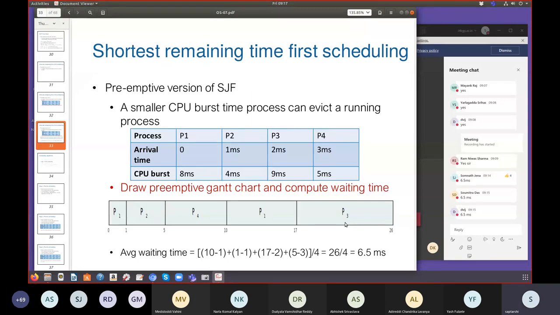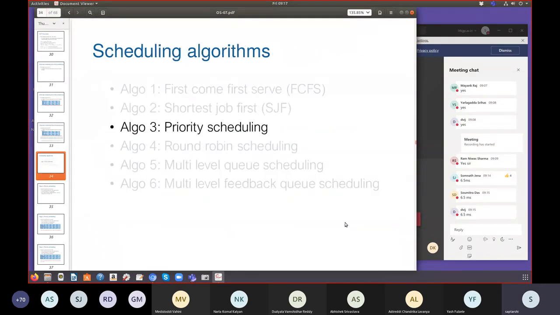Okay, so we have discussed shortest job first, which is non-preemptive, and shortest remaining time first, which is a preemptive version of the same thing. Both of these depend on some estimate of the next CPU burst time, which in practice is quite difficult to estimate. Let's move on to some other kinds of scheduling. Next, what we will discuss is priority scheduling. From the name itself, it should be clear that here processes will have priorities.